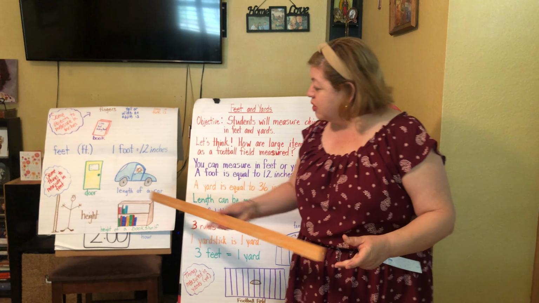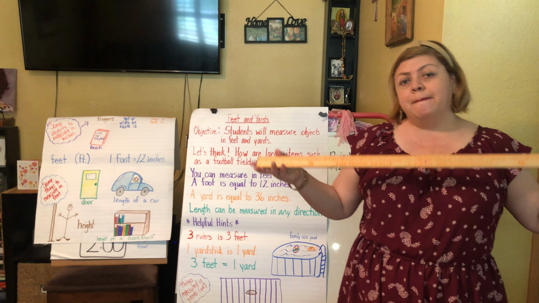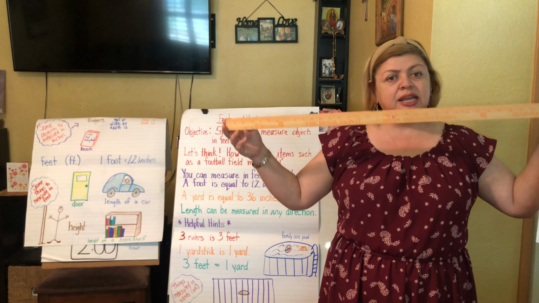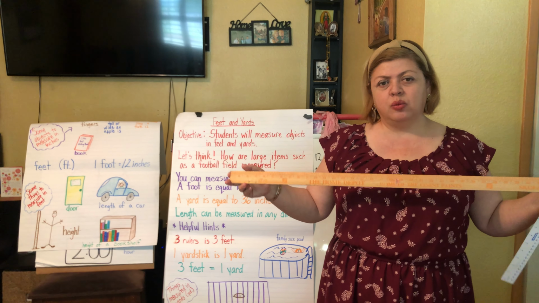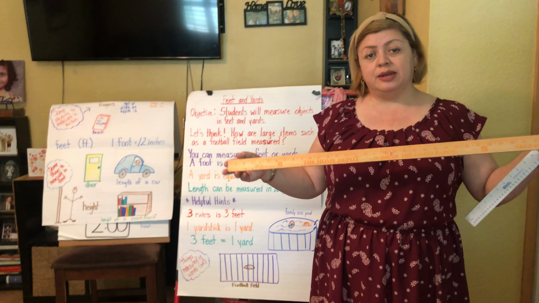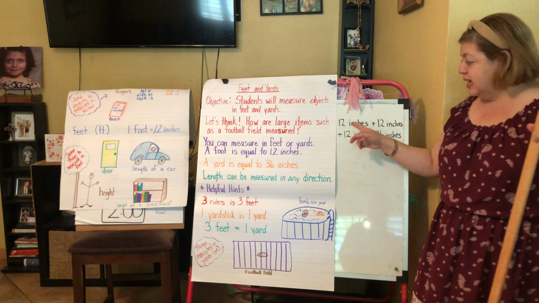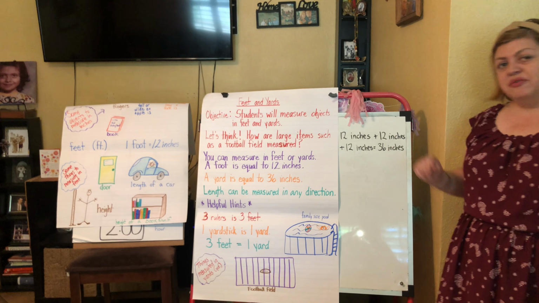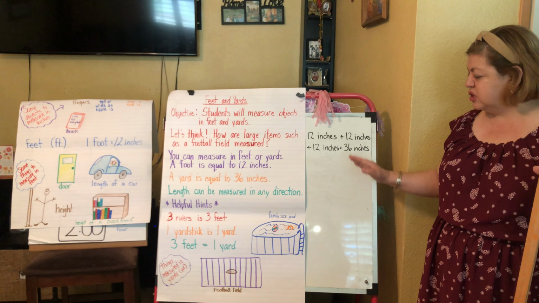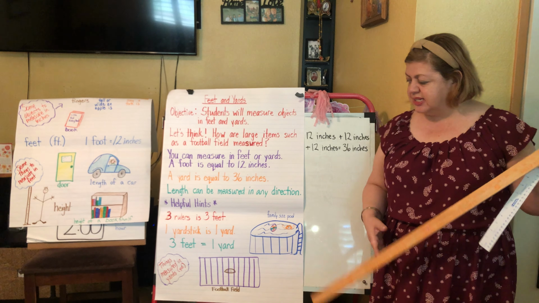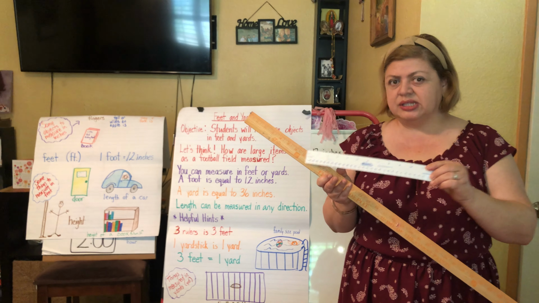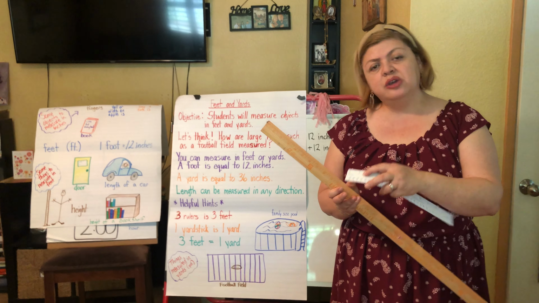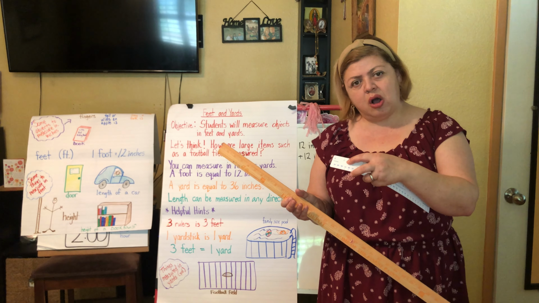And we have it here that you could measure a door in feet, but we can also say a door is 1 yard wide or 36 inches wide. Because if you remember, a yard is 3 feet wide, so 12 inches plus 12 inches plus 12 inches equals 36. So we would use this to measure large objects. We could use our feet to measure medium-sized objects. And we use inches to measure small objects.